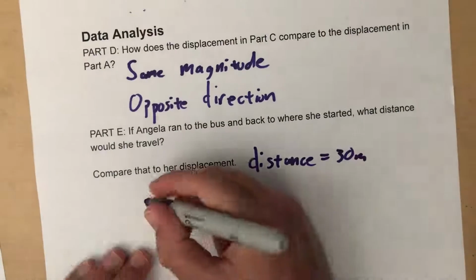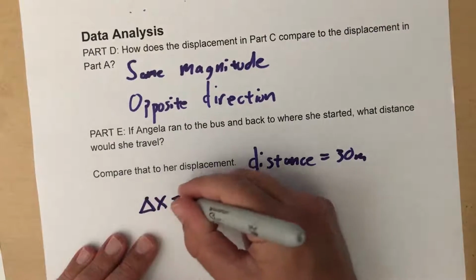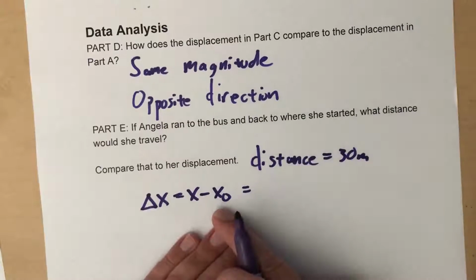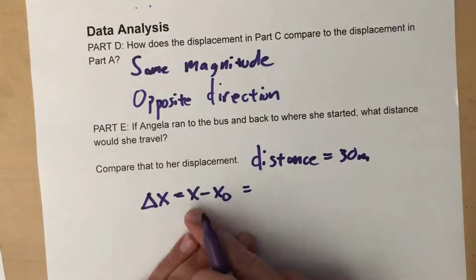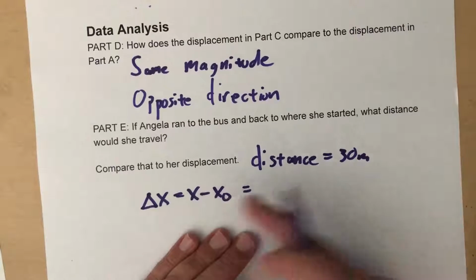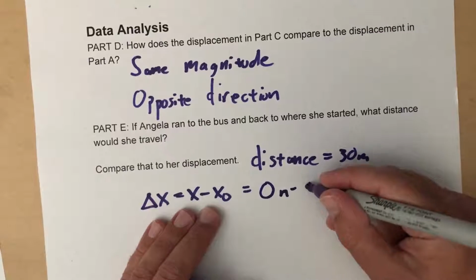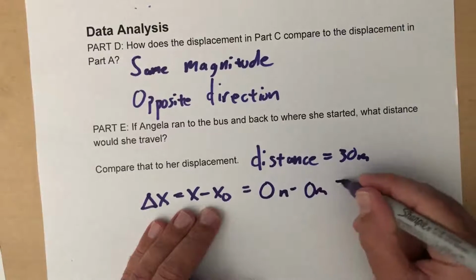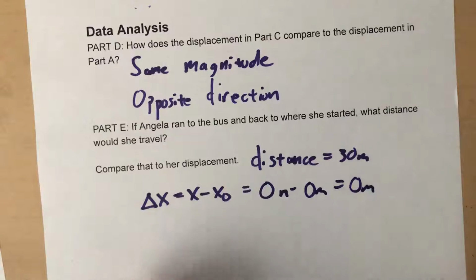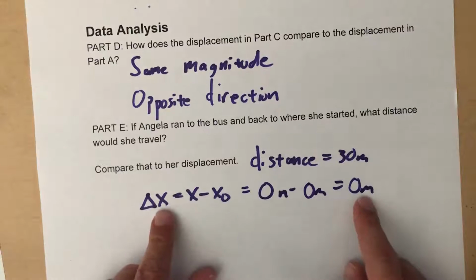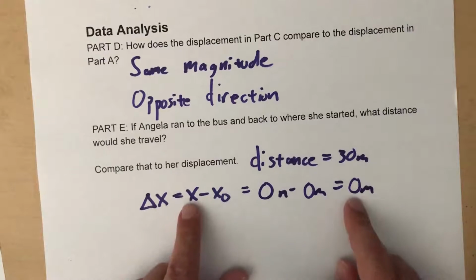But what would be her displacement? Remember, displacement is always final minus initial. So another way to think about displacement is the length of a line from where you started to where you wound up. So in this case, it would be 0 meters is where she finished, 0 meters is where she began, so her displacement is actually 0 meters in that case. So 30 meters of distance traveled, and yet her displacement, the line from where she began to where she wound up, is 0 meters.